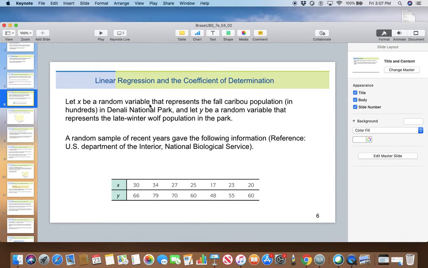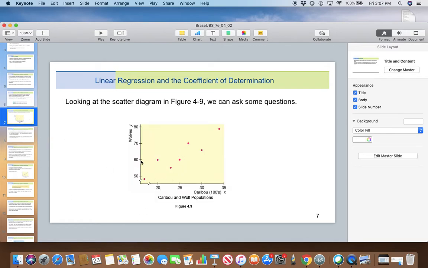So, let x be a random variable that represents the fall caribou population in hundreds. Let y be a random variable that represents the late winter wolf population in the park. Here is a sample of recent years: x 30, y 66, x 34, y 79, and so on. All right, so let's plot the scatter diagram. They look positively correlated, right? The points are going up from left to right. They look positively correlated when the x-axis is caribou in hundreds, y is simply number of wolves.